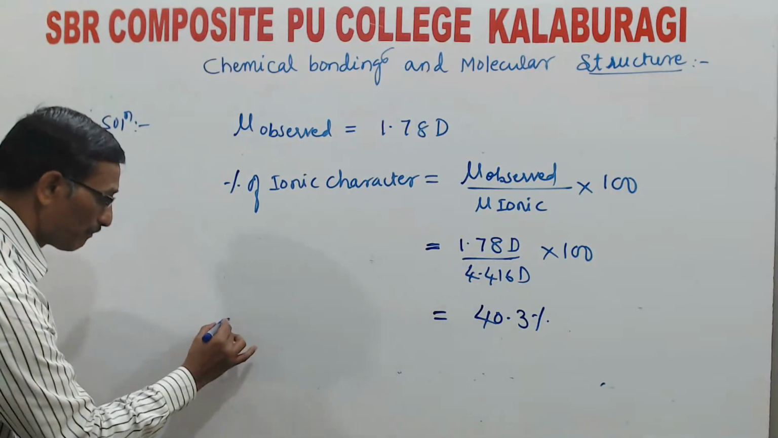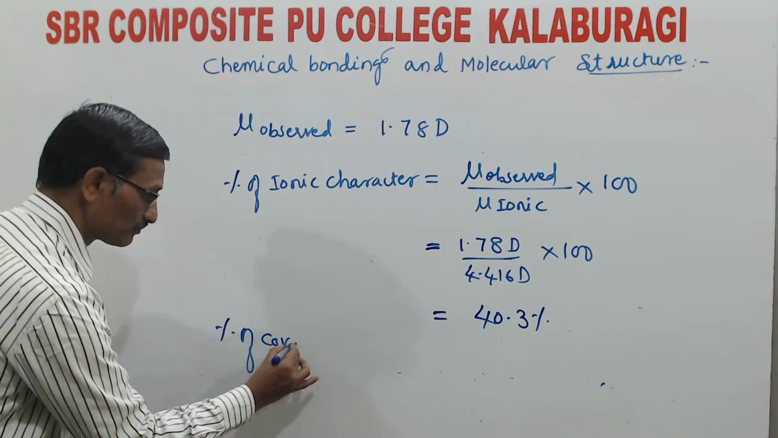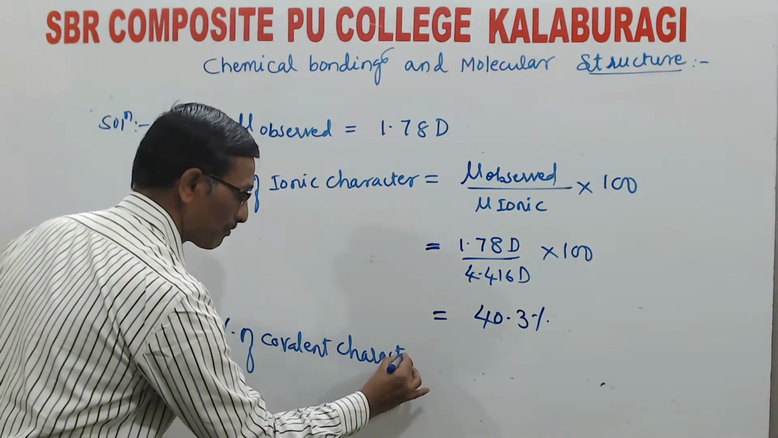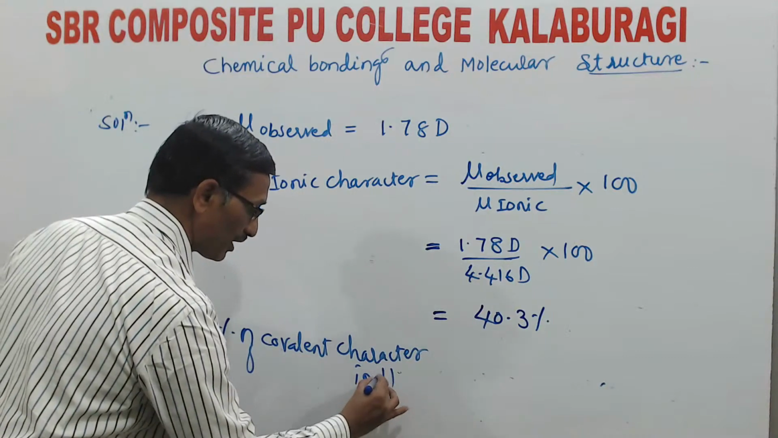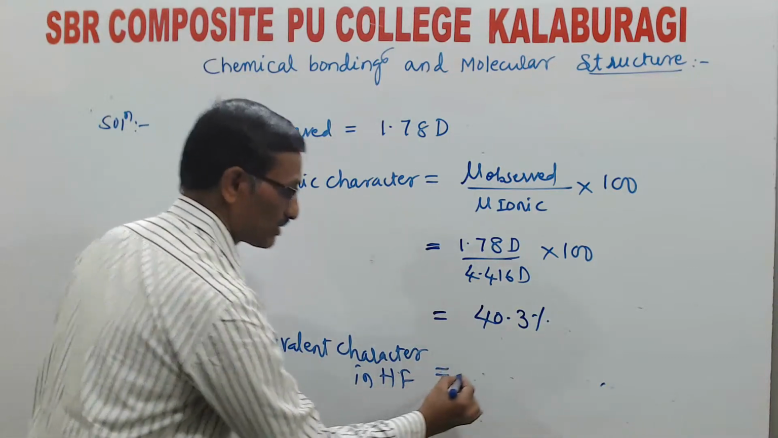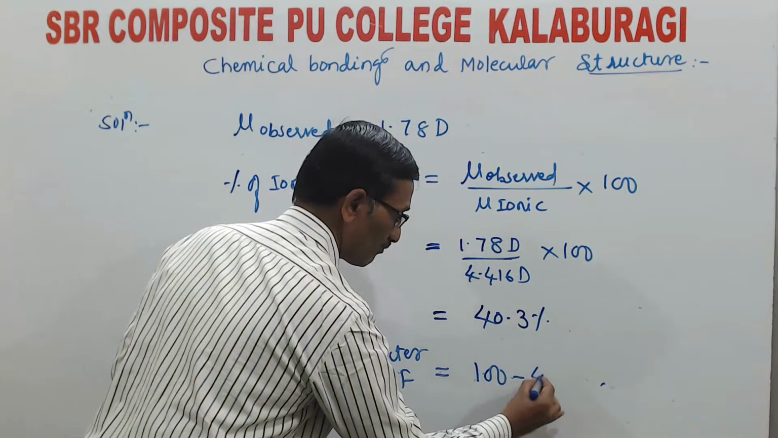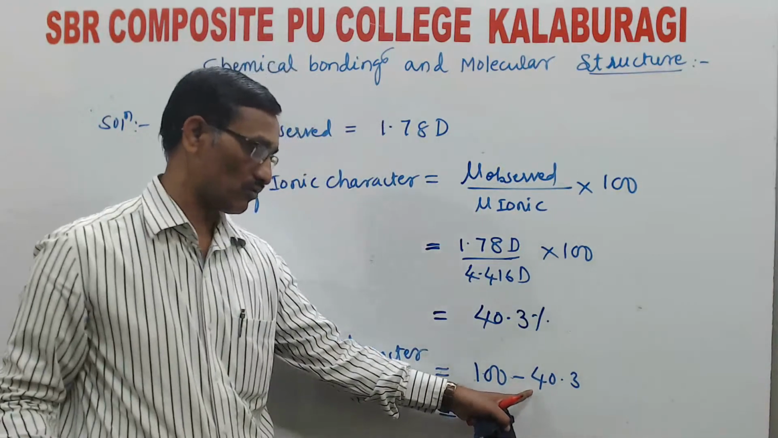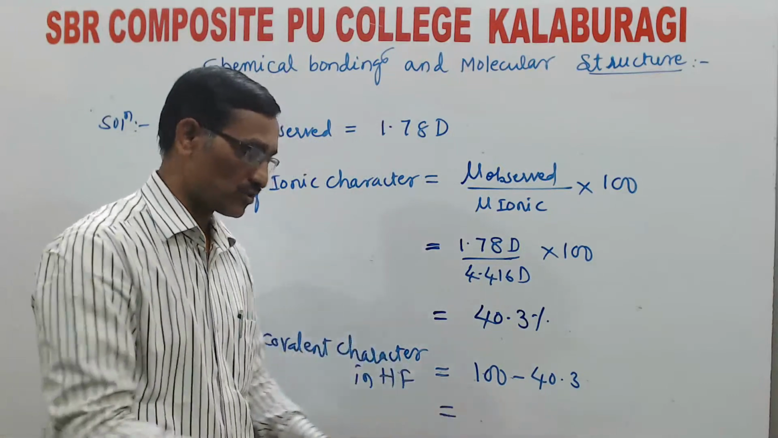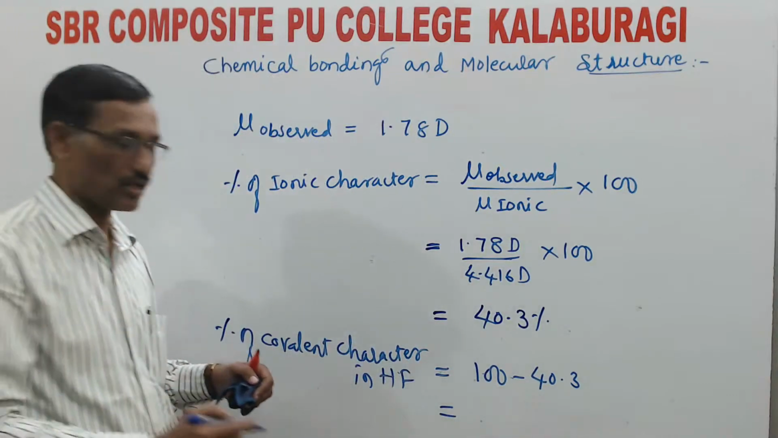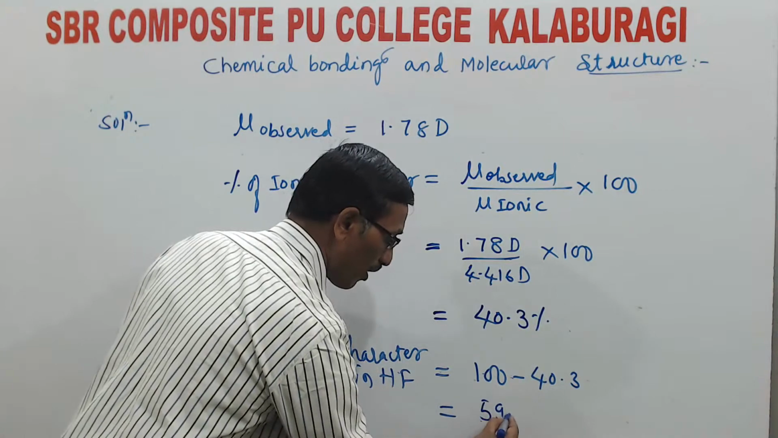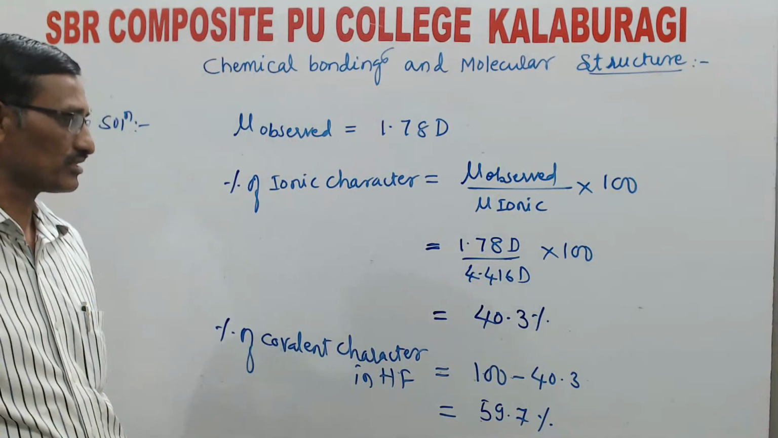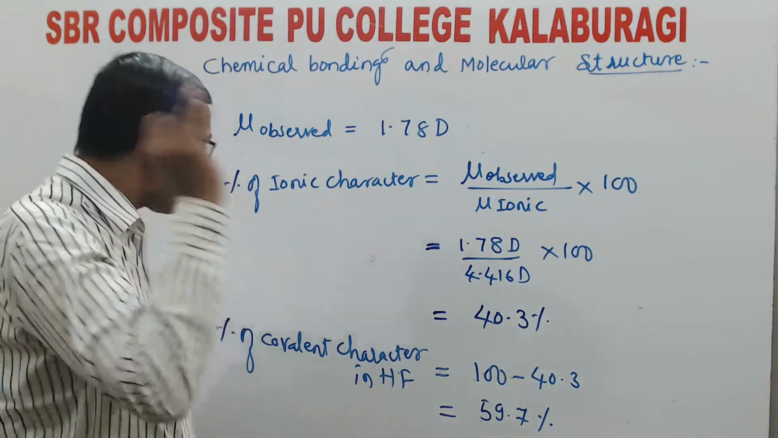What about the percentage of covalent character in HF, the hydrofluoric molecule? That is 100 minus 40.3. How much will you get? More or less 59.7%. That means you may even have a confusion.